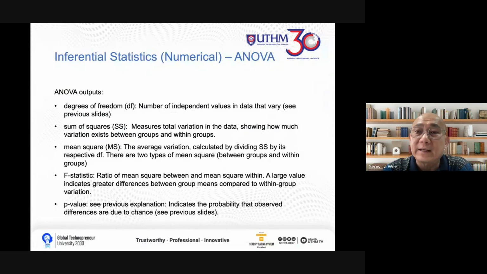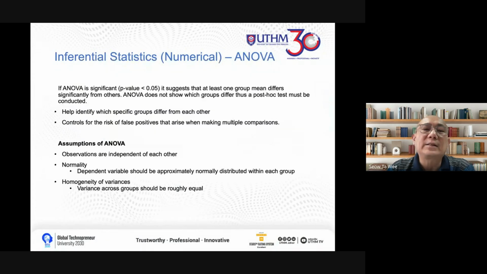The p-value is a significant aspect. As the previous explanations indicated, it is the probability that observed differences are due to chance. Next is the example of ANOVA. If ANOVA is significant, the p-value must be less than 0.05, which suggests that at least one group mean is significantly different from the others. ANOVA does not show which groups differ, so a post-hoc test must be conducted.